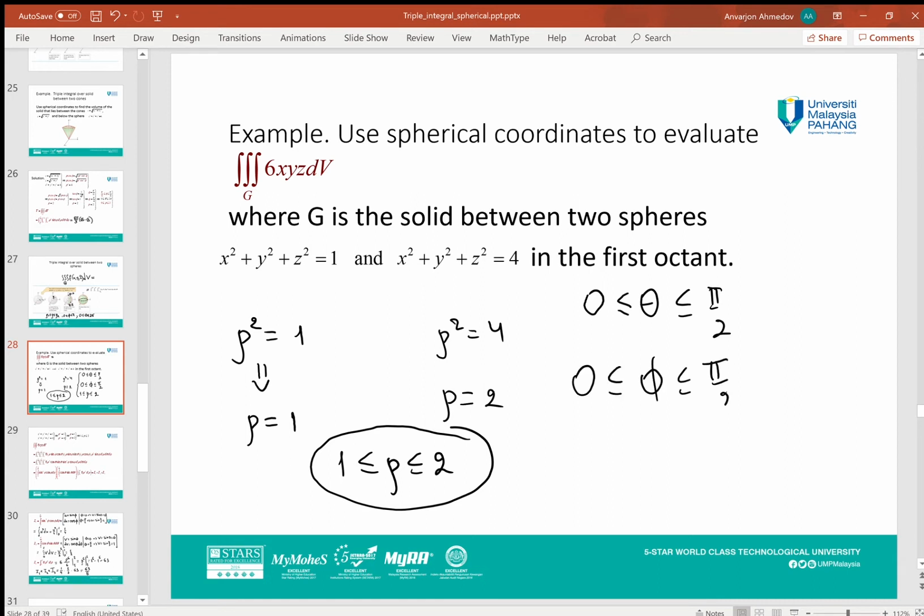Theta, because of the first octant, the projection to the xy plane shows that theta should be from 0 to pi over 2, and phi from 0 to pi over 2, because when a point falls on the z-axis, phi will be 0. When a point falls on the xy plane, phi will be pi over 2. Okay, we found the limits for theta, phi, rho.